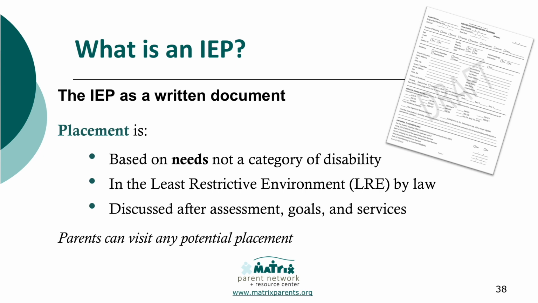Based on what placement the school is recommending, you should be allowed to visit any potential placement so that you can see for yourself whether you think it will work for your child. And if you do have the opportunity to view a placement and you come back from that thinking, no, this just isn't going to work, then you should ask for another IEP meeting to discuss other possibilities. There should be a discussion of all the different placements that would be available and why the school thinks that what they're recommending is the most appropriate.